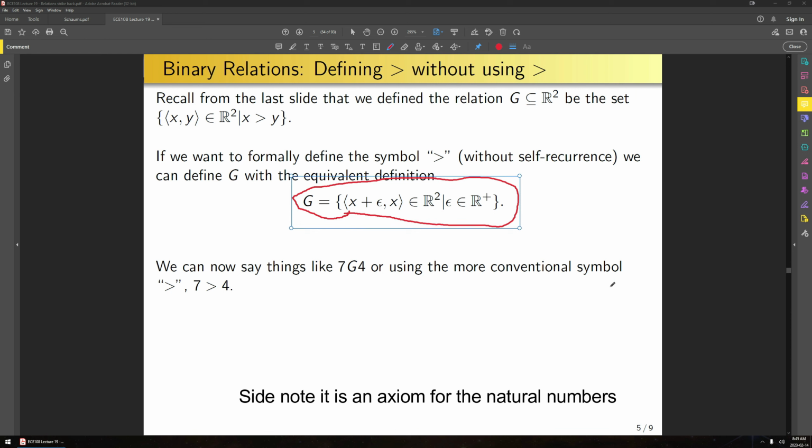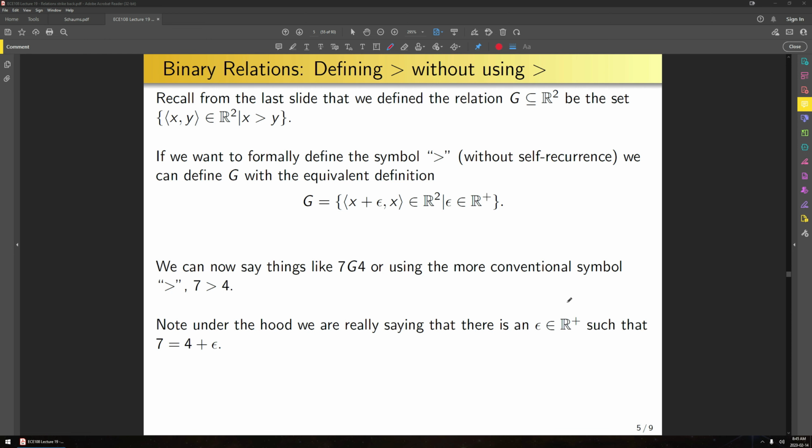Okay. Nevertheless, now here under this definition, if I really say something like 7 is greater than 4, what I'm saying is that there exists an epsilon such that this equality holds. So if you cannot find an epsilon such that the equality holds, then it's not true, right? Those things would not be related.